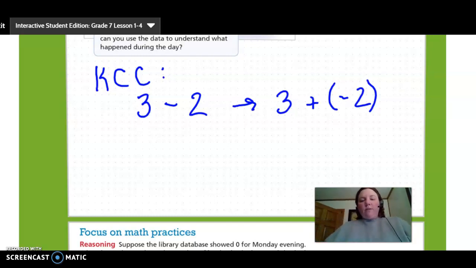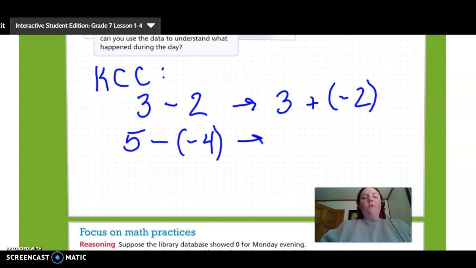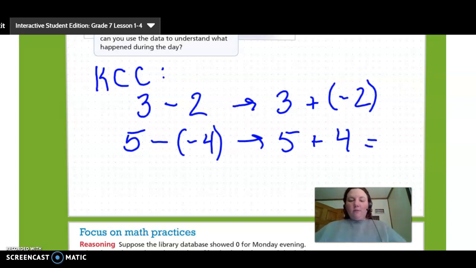And where this becomes helpful is when we're subtracting a negative. So let's just say we had 5 minus negative 4. The keep change tells me that I keep the first as positive 5, I change the minus to a plus, and I change the negative 4 to a positive 4, which sometimes makes it easier because we can get rid of those negative signs. All right, so let's jump into today's lesson.